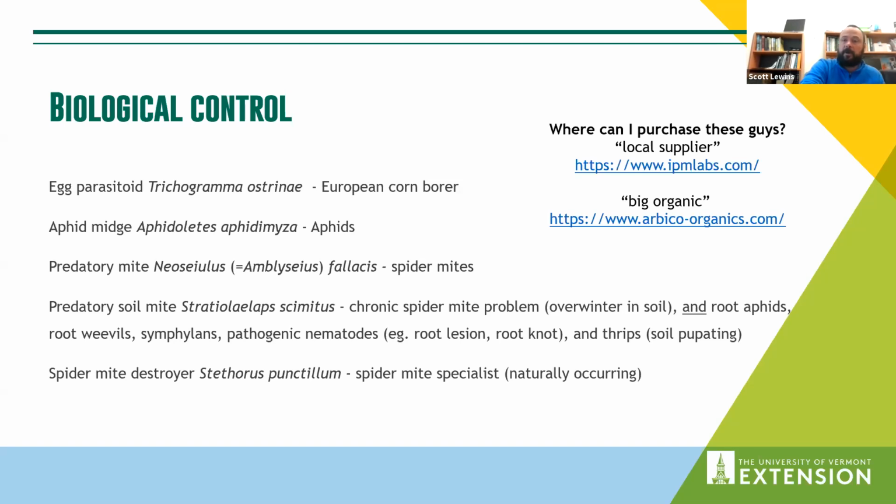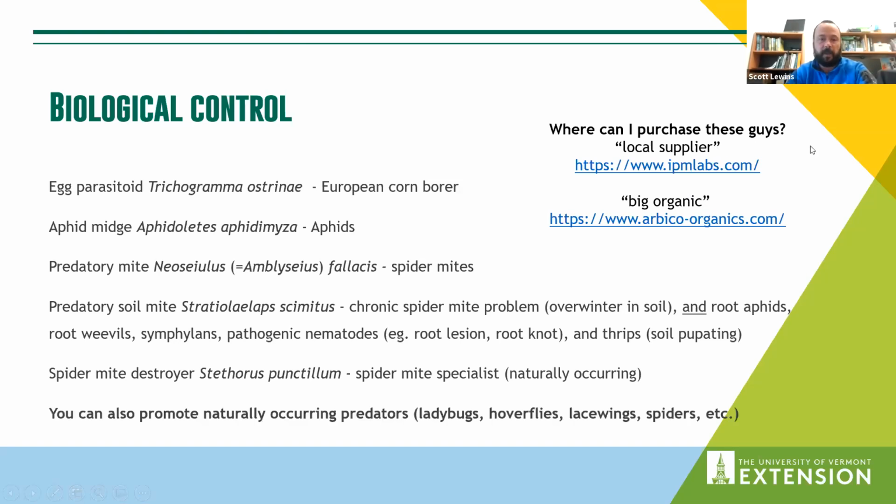So where do you get them? Well, there's what I call the big organic suppliers. So Arbico Organics, they're out in California. You can order a lot of these things in. I'd like to promote local suppliers. Carol Glenister at IPM Labs in New York. They're the closest to a local source. And in the end, a lot of these biocontrol agents are coming from the same suppliers to begin with. The middleman, or middle woman in the case of IPM Labs, is just close by.